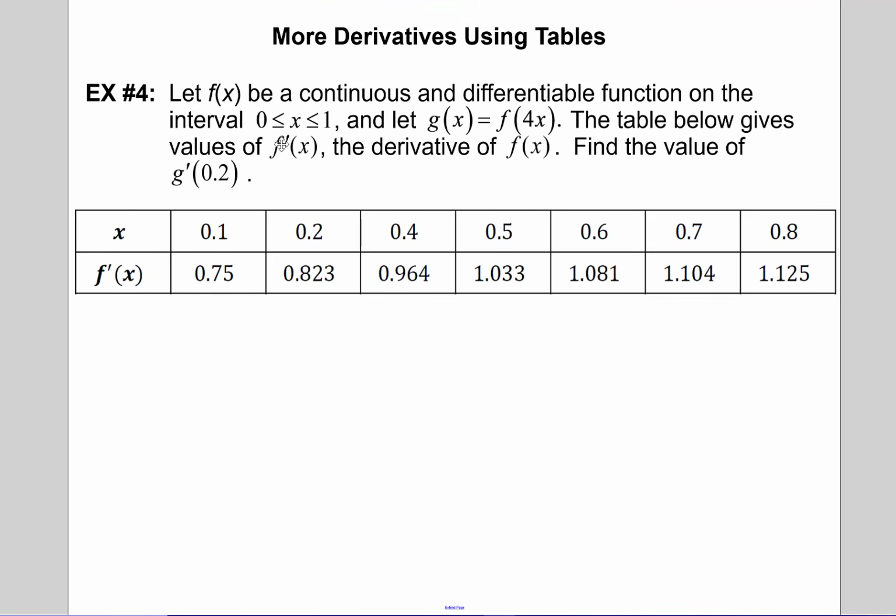This one, we're going to look at derivatives using the table, so let's see what this is about. If we let the function f be continuous and differentiable from 0 to 1, and we know that g of x is the f of 4x, the table below gives the derivative values of f of x, and we want to find the value for g prime of 2/10.